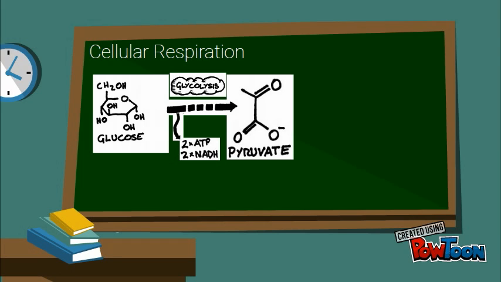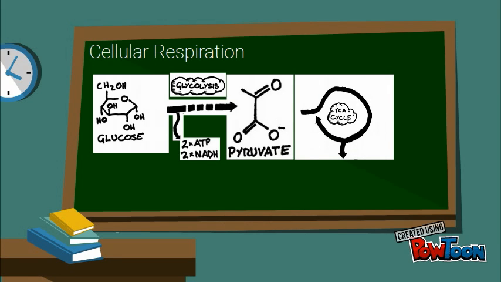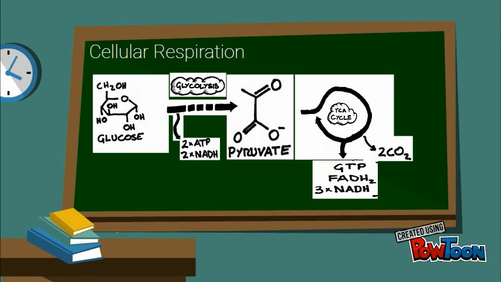The pyruvate molecule then undergoes another series of reactions known as the tricarboxylic acid cycle, more commonly known as the TCA cycle, but it is also known as the citric acid cycle and the Krebs cycle. The TCA cycle creates a guanosine triphosphate, which is essentially an ATP, and FADH2, which will get turned into ATP later, and 3 NADH will also get turned into ATP later. The TCA cycle also produces carbon dioxide as a byproduct.